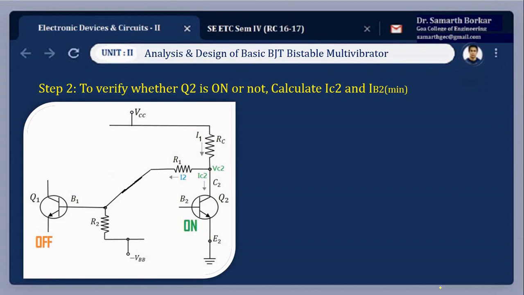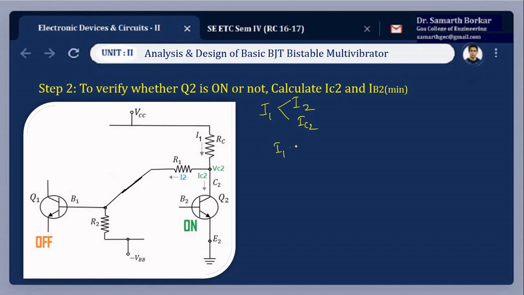Next step. We have assumed that transistor Q2 is on. Now we have to make sure that Q2 is indeed on, for which we have to calculate the value of IC2 and IB2 minimum. What is IC2? Look at the figure. IC2 is the branching out of current I1. I1 branches out as I2 and IC2. So first let us calculate the value of I1.